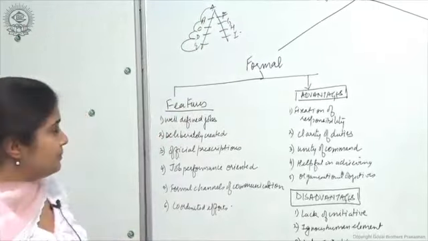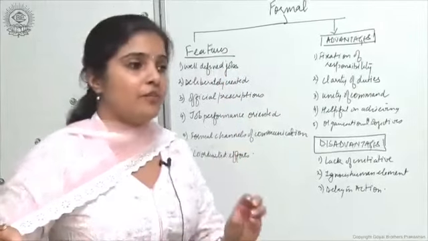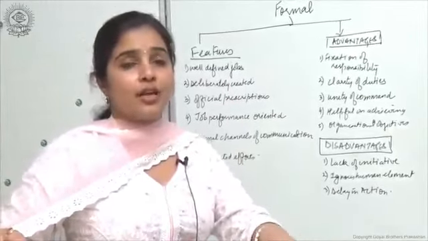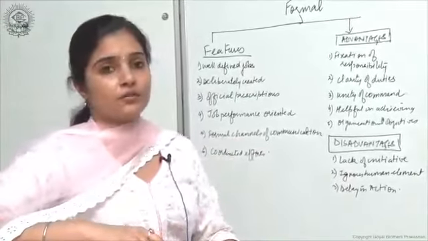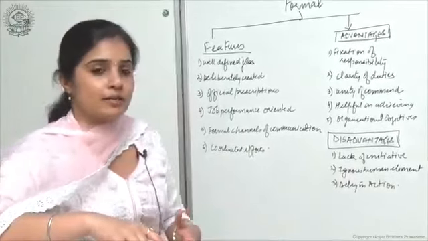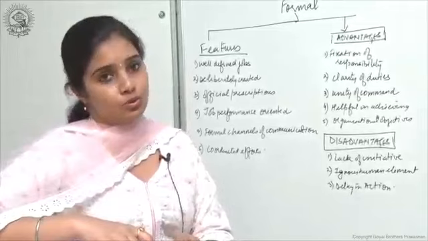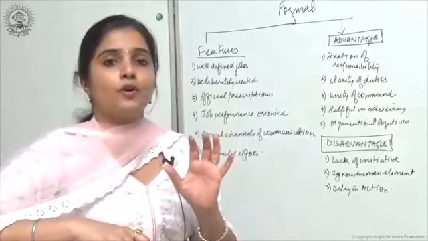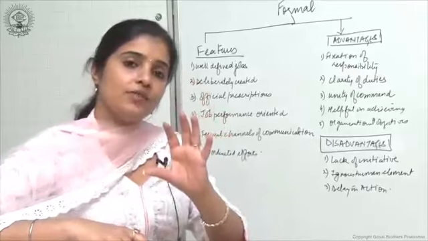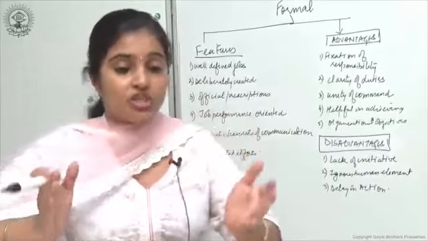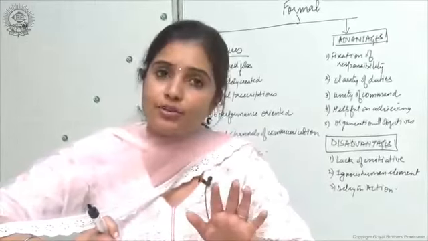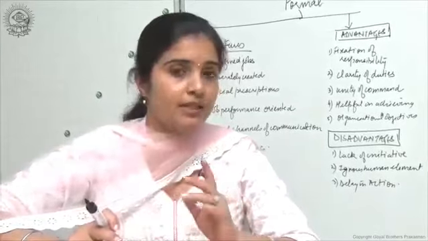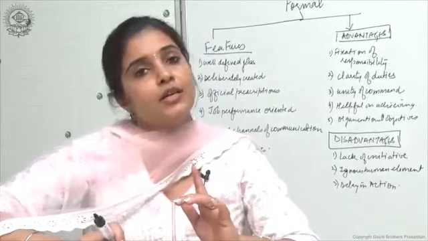Then coordinated efforts. The efforts of each and every department, each and every person involved in the formal organization, each and every part of the organization is coordinated towards the accomplishment of the organizational goals. So the main objective of the formal organization is to set up a structure where everyone performs their duty or the task assigned to them in the most effective and efficient manner, so that the organizational goals are successfully achieved.